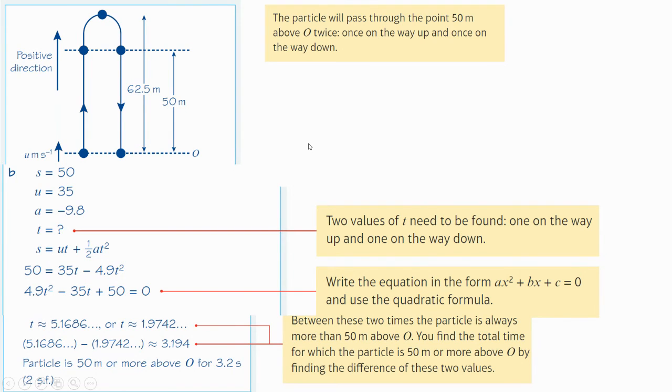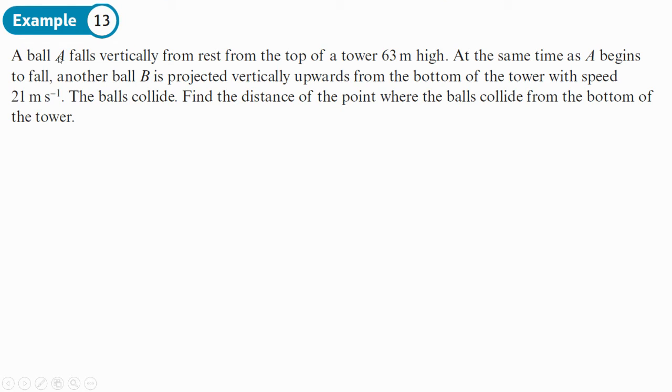Okay, one more example, and then you'll have a go at some of these yourself. So, last example, a ball A falls vertically from rest from the top of a 63-meter tower. At the same time as A begins to fall, another ball B is projected vertically upwards from the bottom of the tower with speed 21 meters per second. The balls collide. Find the distance of the point where the balls collide from the bottom of the tower. Right, diagram needed.